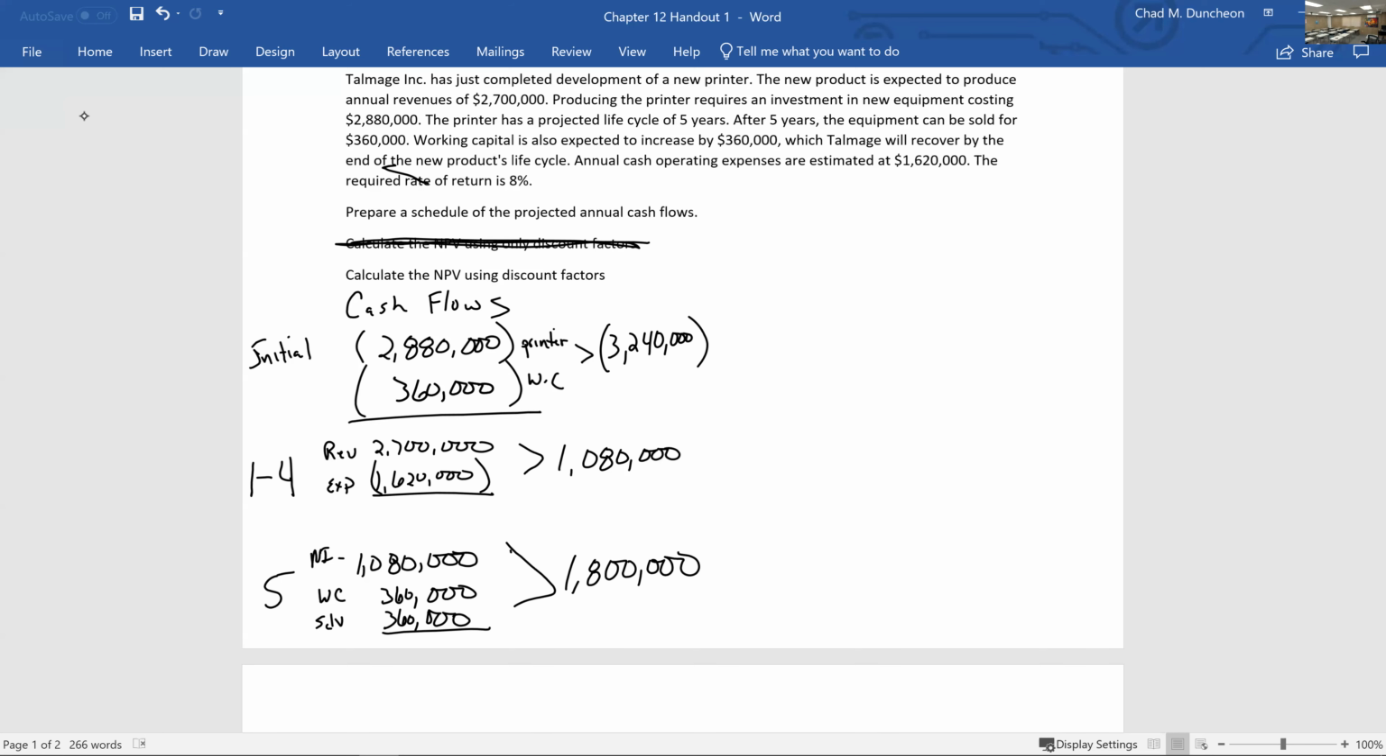Okay, so that's step 1, prepare the schedule of projected annual cash flow. So initially, we're going to pay out 3.24 million. We're going to get 1,080,000 in income in years 1 through 4. In year 5, we're going to get that income plus return some working capital and salvage. So total cash flows of 1.8 million that year. Now we are ready to calculate the net present value.